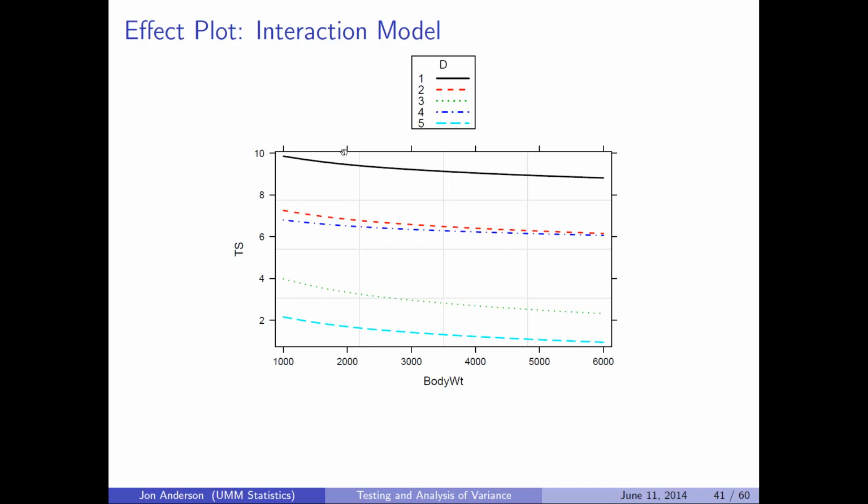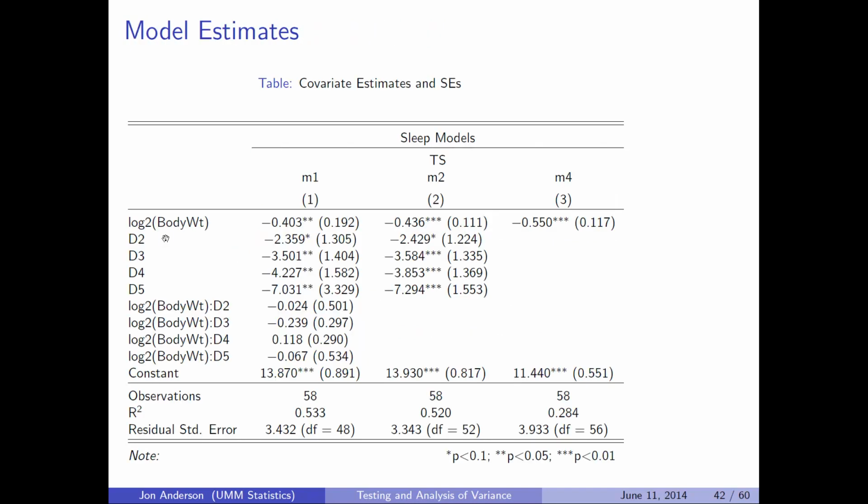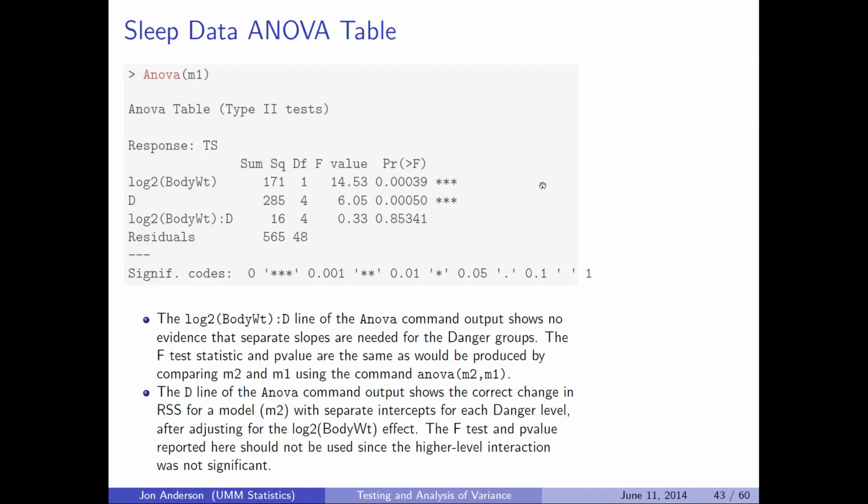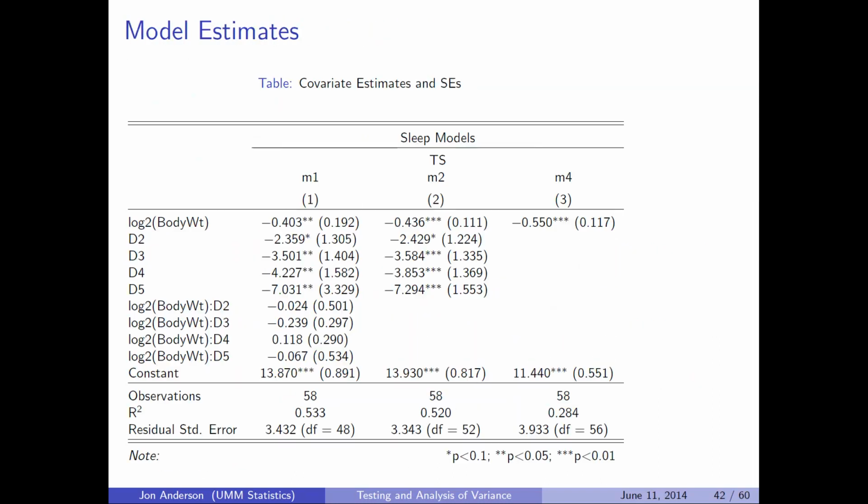and you will see from this display that the different danger groups almost look parallel, even though this is a model that is allowing different slopes for these relationships. They look very parallel. Here is the set of estimates and output summary for the three models.